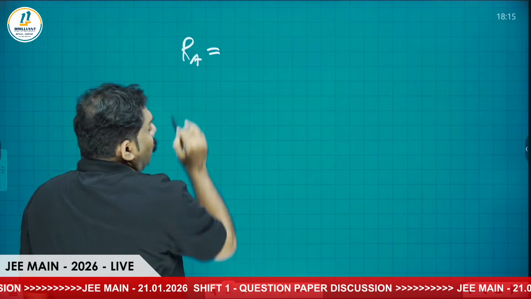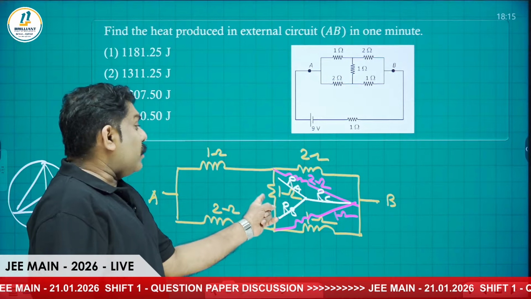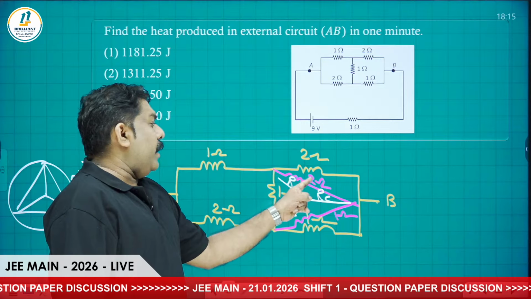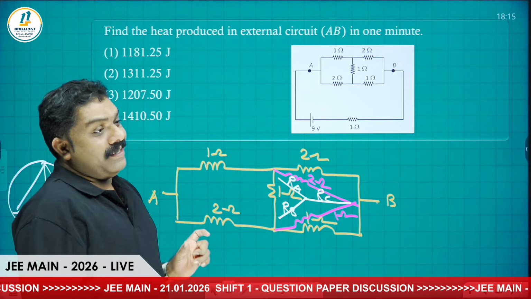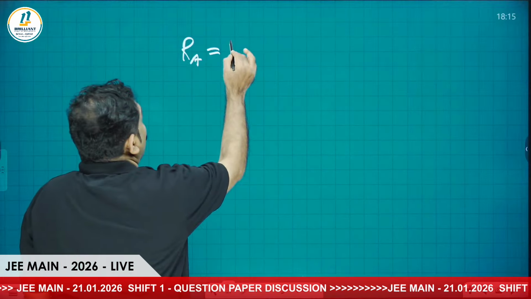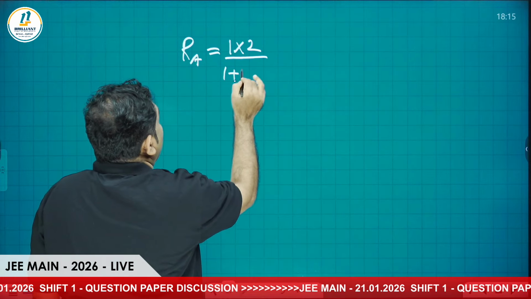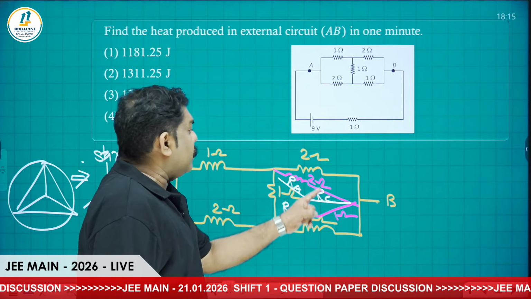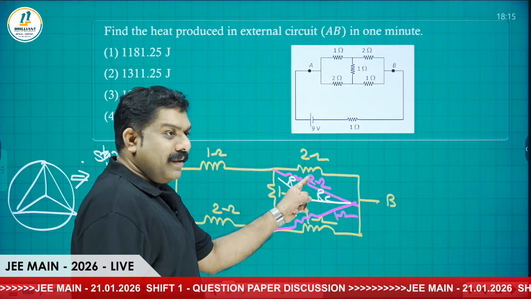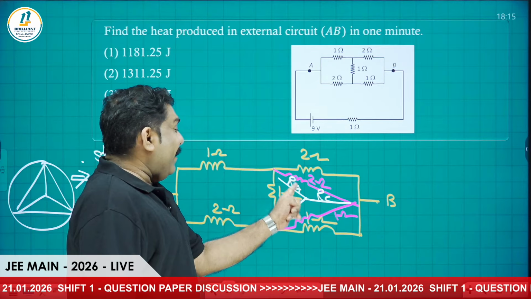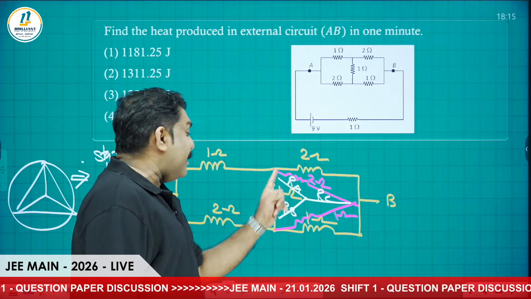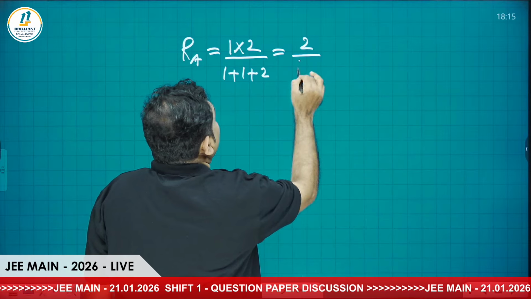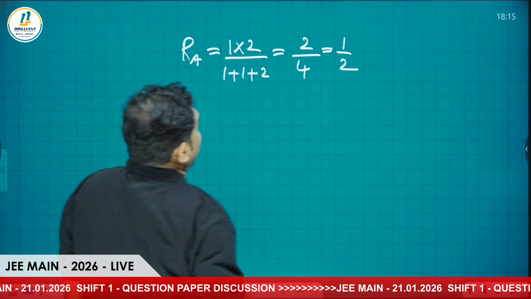So RA is equal to, look, the two adjacent resistances. What are the two adjacent resistances? 1 and 2. So 1 into 2 divided by the sum of the resistances. So that is 1 into 2 divided by 1 plus 1 plus 2, because the resistors 1, 1 and 2 are there. So RA is the product of the two adjacent resistances divided by the sum of the resistances. That is 2 divided by 4, equal to 1 by 2.